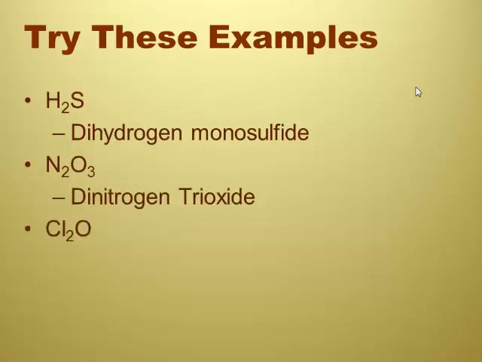Okay, let's see. 2 chlorines, dichlorine. Di. Let's see, 1 oxygen, but since it's the second element, it needs the mono. Monooxide just doesn't sound right to me. Mono-oxide. Let me try writing that down. Yeah, that looks and sounds poorly. It's kind of difficult to say, monoxide. It's too many syllables.